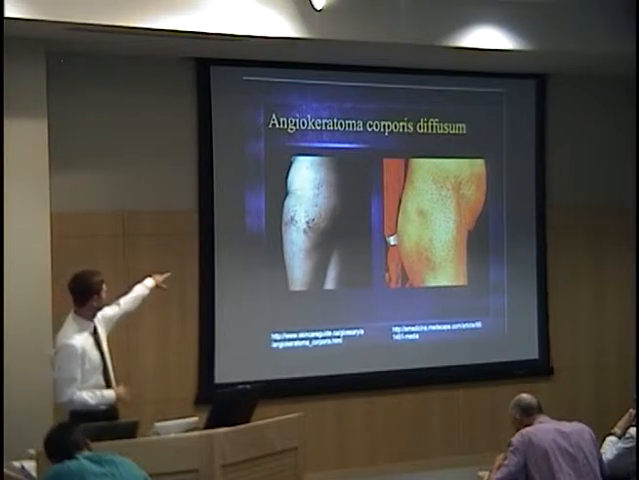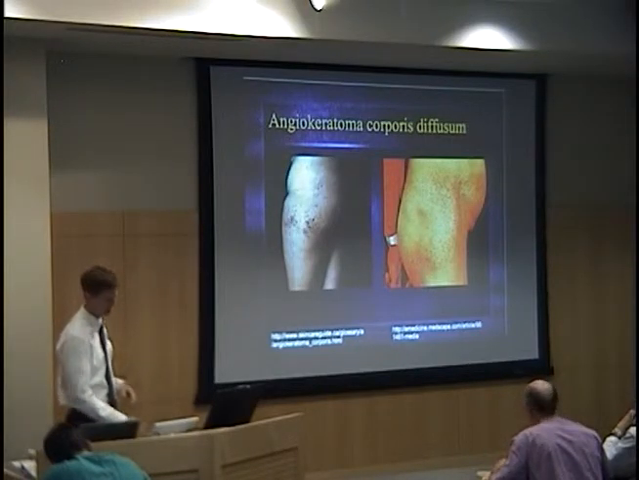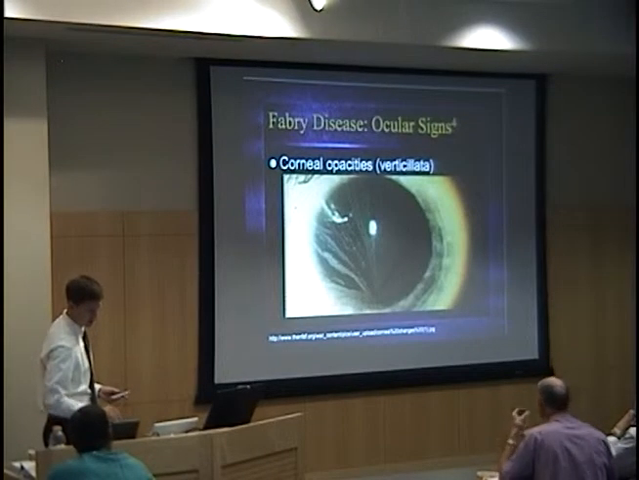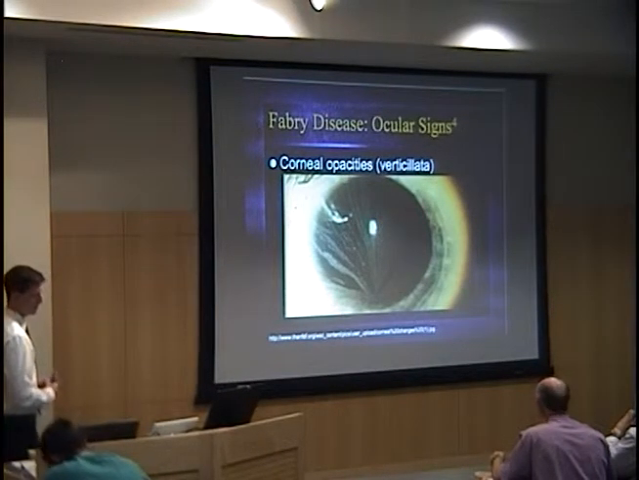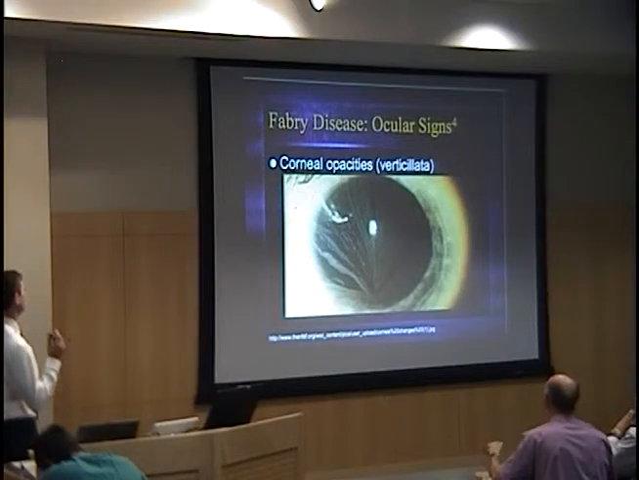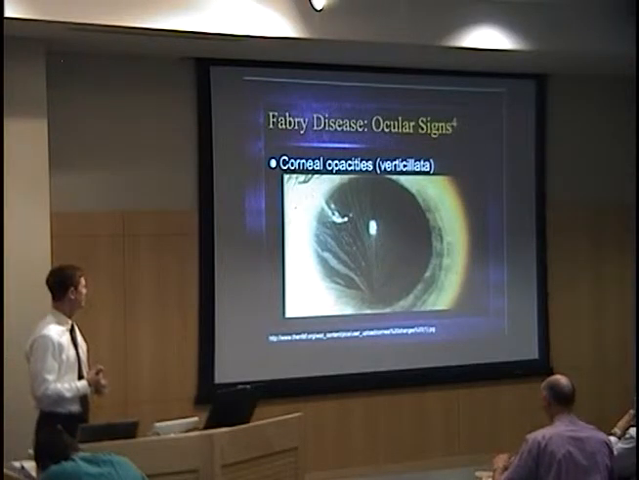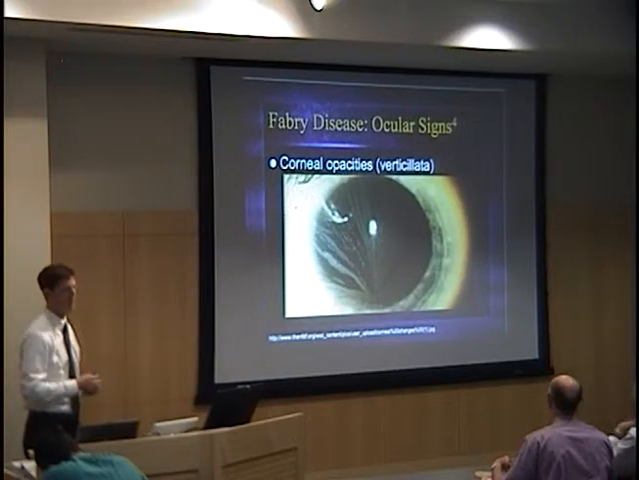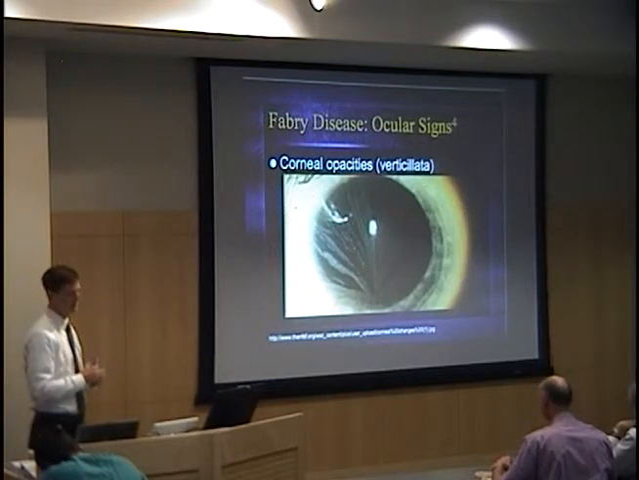Sometimes they coalesce into a larger group, like you can see on the hip here. Ocular signs, this is probably why we're here. We're looking for the corneal verticillata, which is an epithelial deposition of the GL3 in a whorl-like pattern.